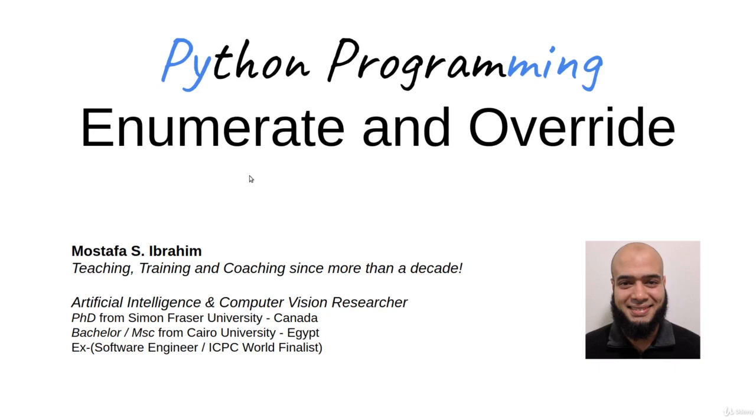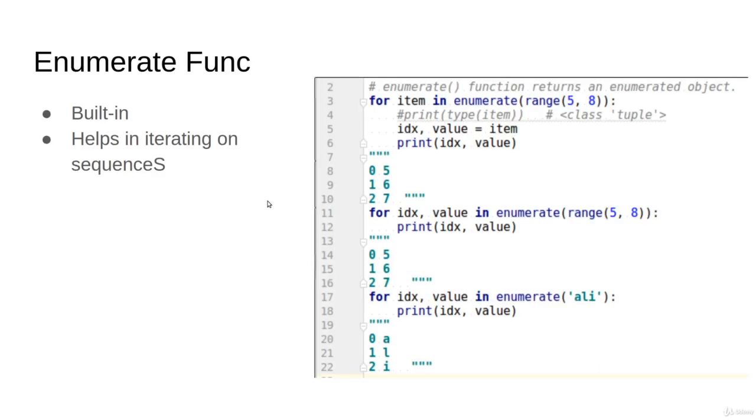In this session, we'll learn about the enumerate function and how to override a function, and be careful about that. The enumerate function syntax is as follows. When you have a range, you can tell it to enumerate. The enumerate will return, per step, a tuple of two things. The first is an index and the second is a value.